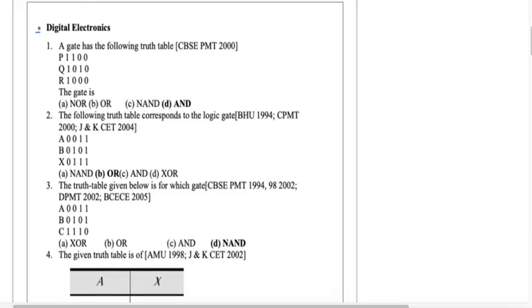Topic is digital electronics. The first question is: a gate has the following truth table. So this is the truth table. This is the first input, this is the second input, and this is the output. We have to tally both the inputs and the output. So which gate is it?